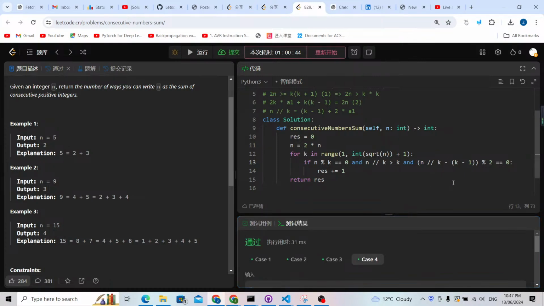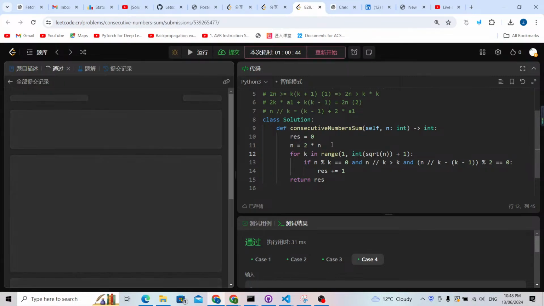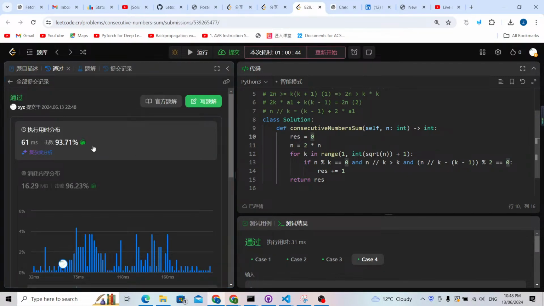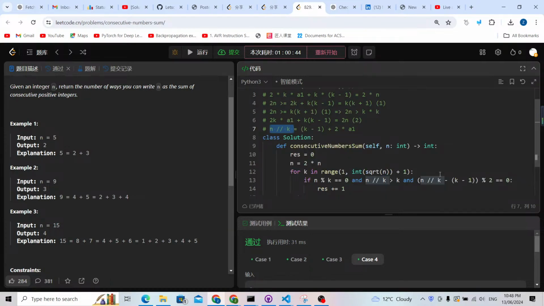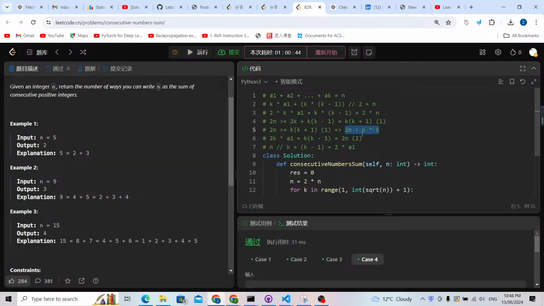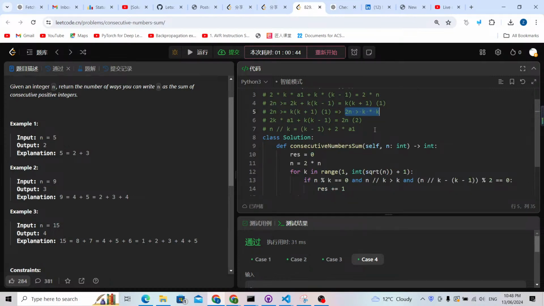As you can see, it works. But we have to solve it like this. Basically, it's all about the mathematical formula. Although we know about it here, we need to deduce it like this, and then check the final result. We're going to use n divided by k minus k minus 1, because it is an even number, so we use modular 2 equal to 0, and from this number 2n more than k times k.